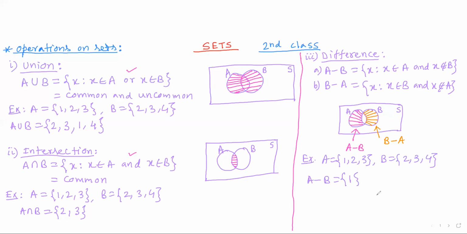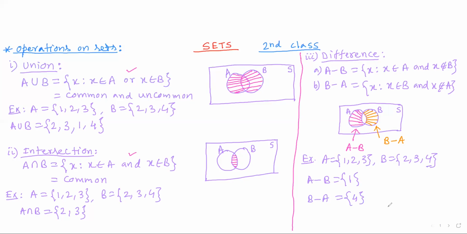So A minus B is equal to only 1. Similarly, B minus A means from the B set, we have to remove the A set part. B set contains 2, 3, 4. So from this set, if you remove the A set part, that means 2, 3 will be removed. Then what is the remaining part of B? That will be 4. So B minus A contains only 4. So in this way, we can easily calculate A minus B and B minus A.